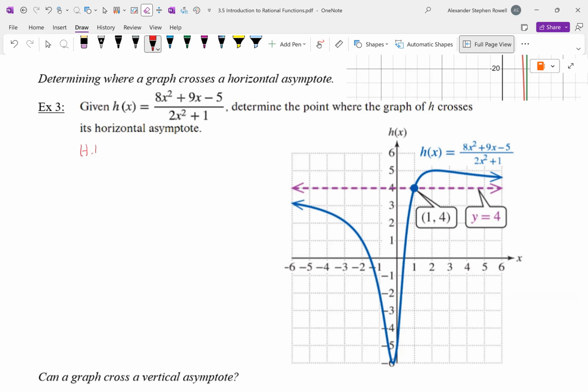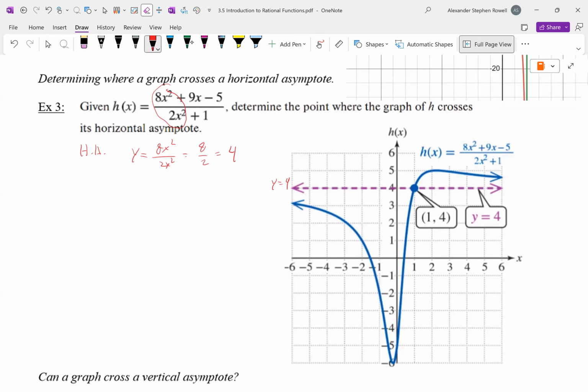First of all, how do you find the horizontal asymptote? We say, just look at the leading terms here: 8x squared over 2x squared. 8 over 2 is 4. y equals 4 is this line here.